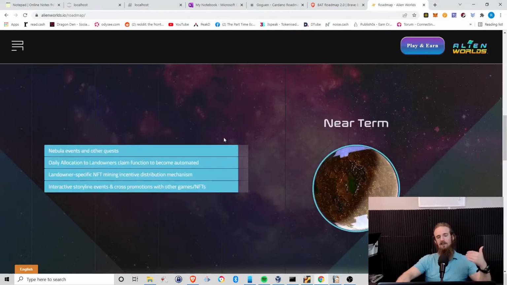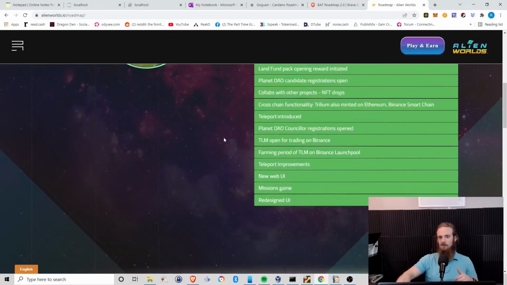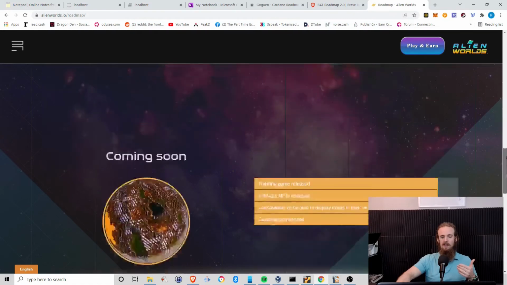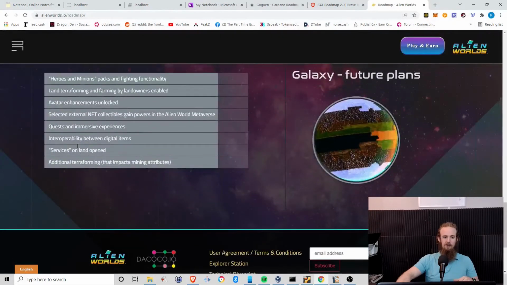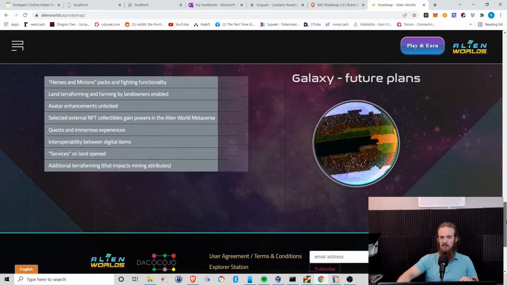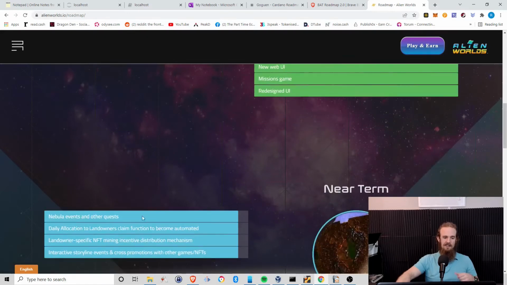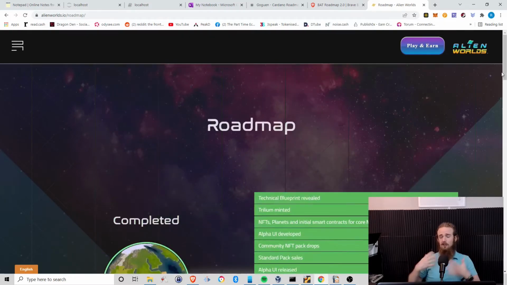So what does that tell us? If we're evaluating a cryptocurrency project, we know that we're not going to get, for example, this interoperability between digital items until the team has, for example, worked on these nebula events, right? So it gives us, as someone that's looking at a project, realistic expectations of what the project can do. So, moving on to the final phase of this video, how can you use a cryptocurrency roadmap?